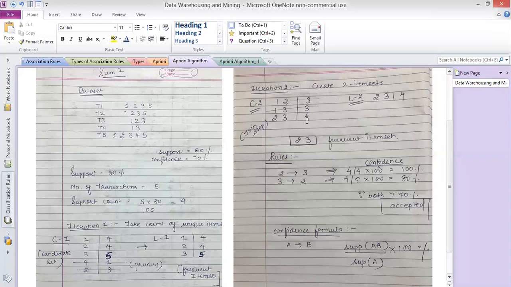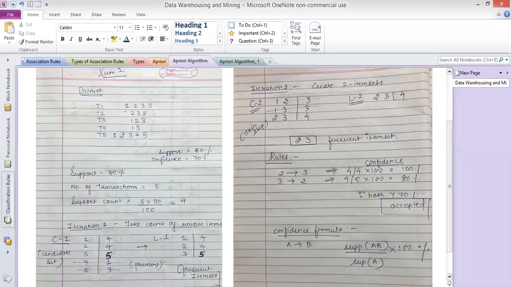Again, the minimum support count was 4. We have to prune out the item sets that have a count less than the minimum support count. So the minimum was 4, and that's why these two that have a count of 3 will be pruned. And we are left with 2, 3. This is the frequent item set in iteration number 2.